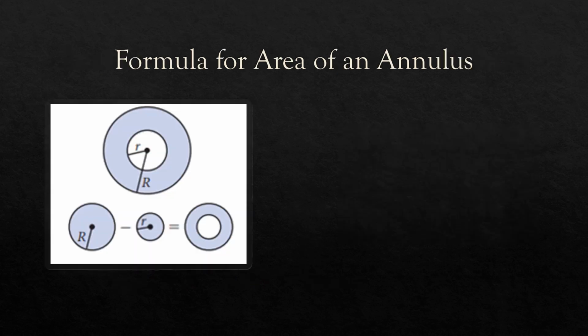What about the annulus? Well, we just have two circles. We need to subtract the smaller inside circle from the outside circle. If we took this whole circle and subtracted this part, we would have the shaded blue region. So pi R squared with the big R, because that's the outside circle, minus pi r squared with a little r, meaning the inside circle, is the area of the annulus.